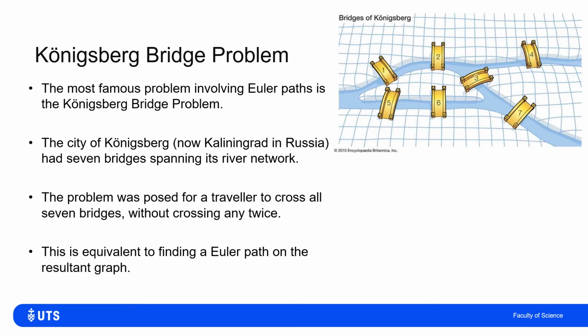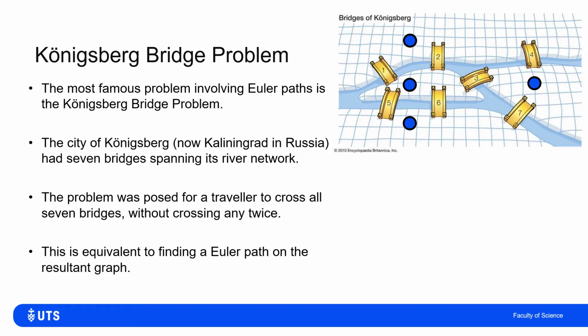So this is basically a question saying, can we find an Euler path on the graph that is equivalent to that map? So what graph is equivalent to that? Well, there are 4 regions of the city as split by the river, and 7 bridges, so 7 connections or edges between those 4 regions. So if I just mark the 4 regions with a node each, then the bridges are the edges.